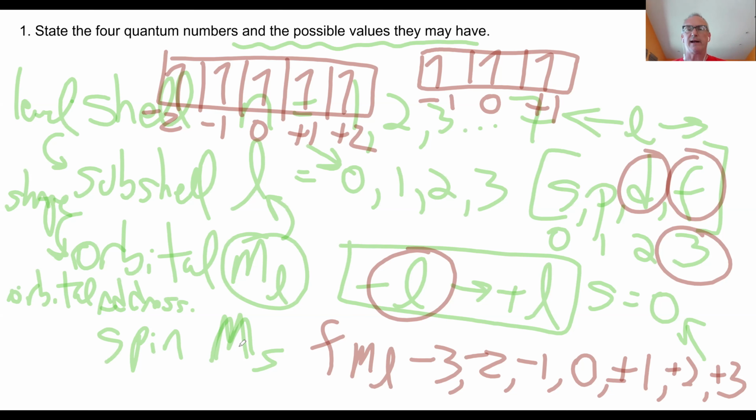I probably forgot it. But why I like to teach it this way is because if you ever forget how many orbitals there are in a subshell, this will show you. It's a quick and dirty way to figure out how many there are, and it also explains what the address for each one of them is.